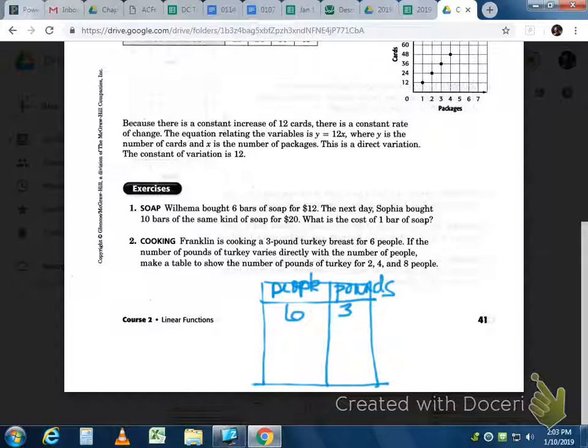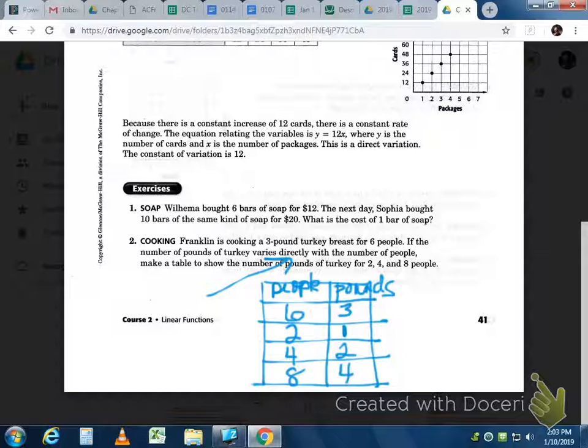Think about how that relationship works. Now, let's think about 2 people, 4 people, and 8 people. If we used the same relationship, because it says it varies directly, how many pounds of turkey for 2 people do you think? 1. How many pounds for 4 people? How many pounds for 8? So what would we say the relationship is?